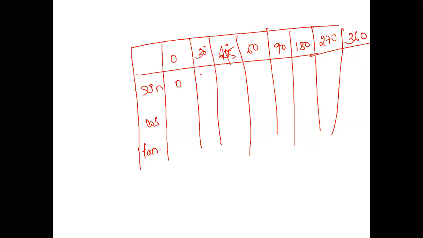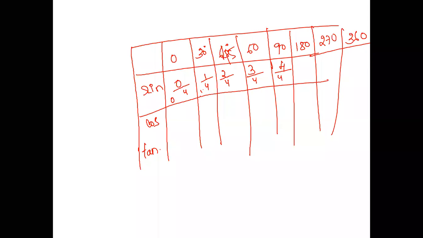Now, those students who are finding it difficult to remember all these values, I'll give you a trick. What you have to do is write the angles 0, 30, 45, 60, 90 first. And then in front of sine you write 0, 1, 2, 3, 4. Then divided by 4. Okay, if you divide by 4, what will you get?